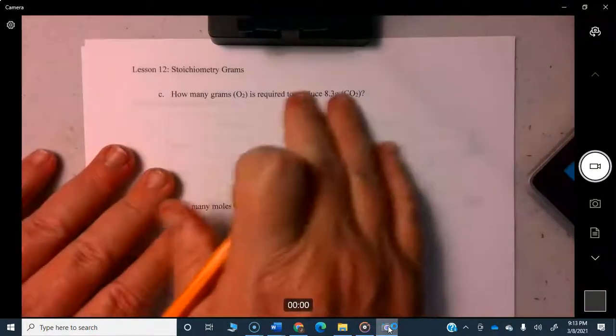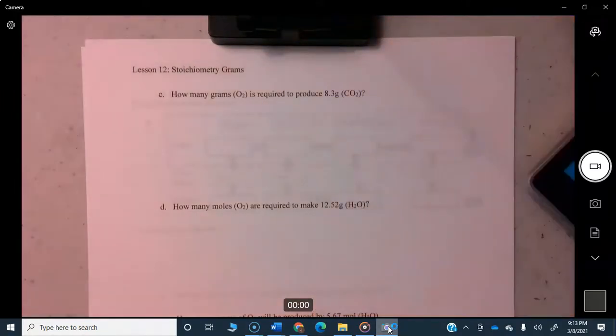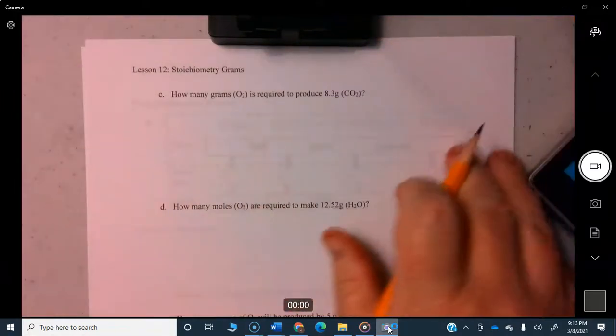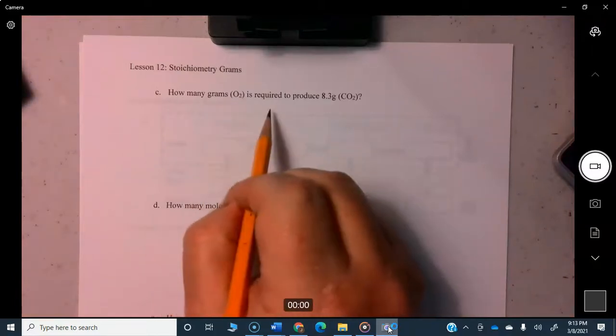Okay, since we've already seen how to do a grams to grams, I'm going to go ahead and just do this one. Remember, this one's going to stretch all the way across the page. So pull this back over here. It's how many grams of O2.